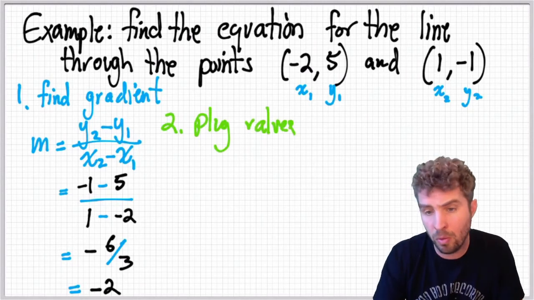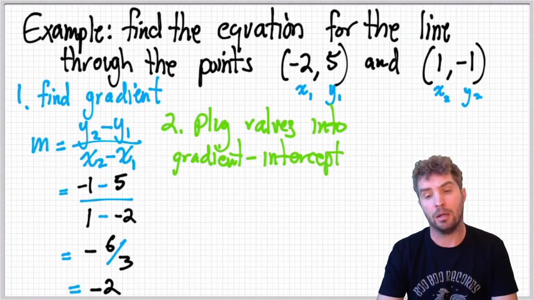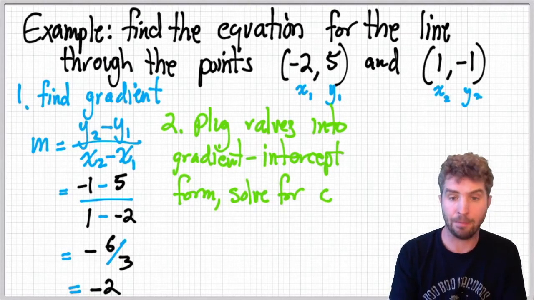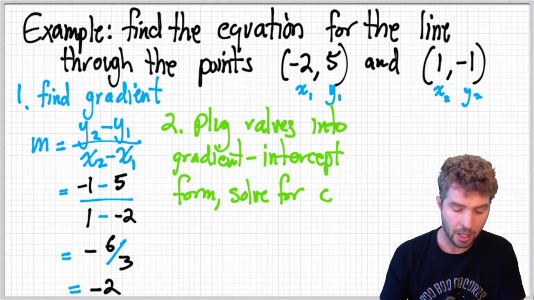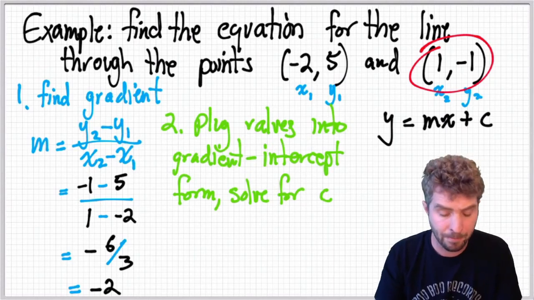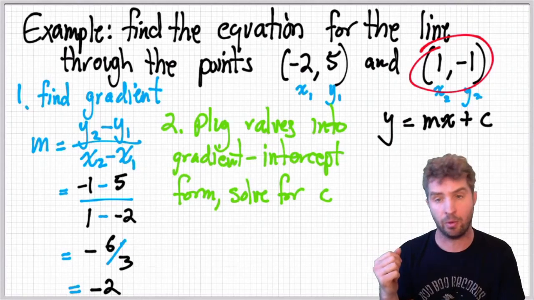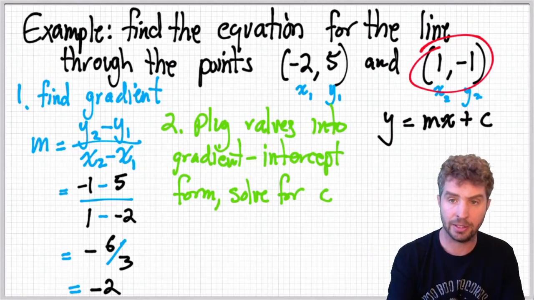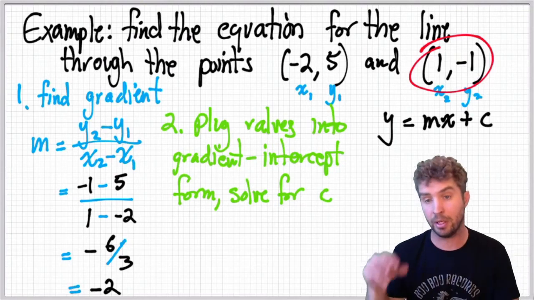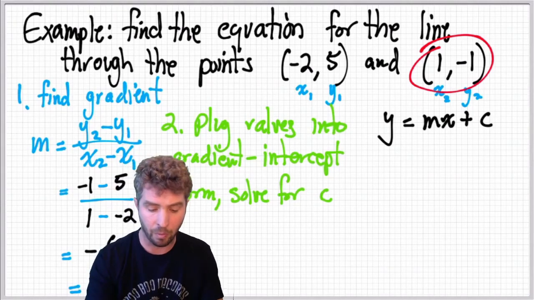So we're going to plug the coordinates into our gradient intercept form of the equation for a line, right? Which of course is y equals mx plus c, or you might see y equals mx plus b or whatever, okay? And we're going to plug the coordinates for one of our points into that equation. I have chosen this second set of points that I've circled in red here that I'm going to plug into this equation. And I've chosen them for a particular reason, and that is because there is a 1.